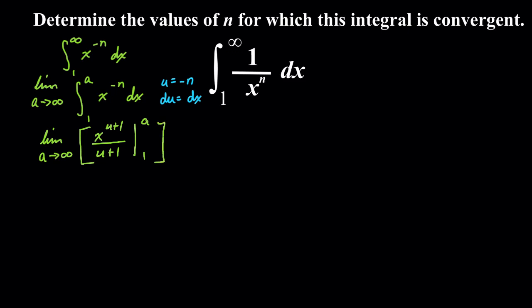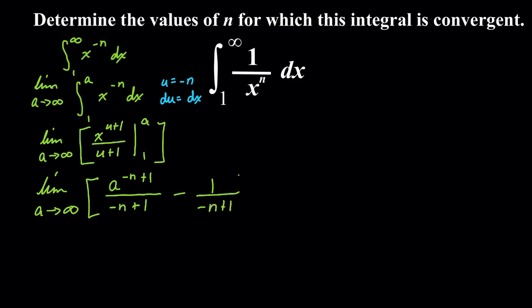All right, so this now becomes the limit as a approaches infinity of a, and u was negative n, so we're going to put that back in, negative n plus 1 over negative n plus 1, minus, now we're going to plug 1 in. Now 1 raised to any power is 1 over negative n plus 1.